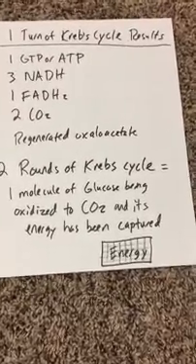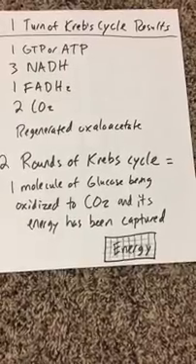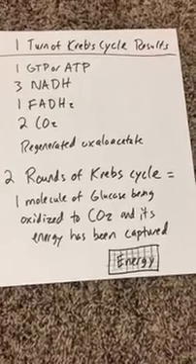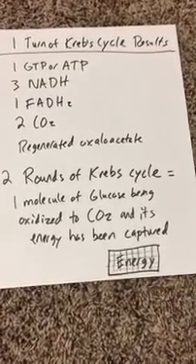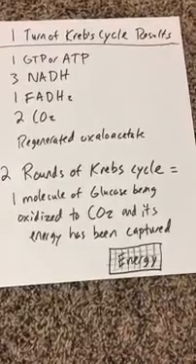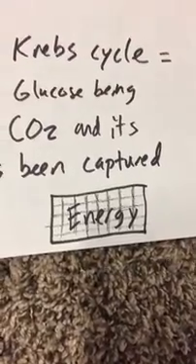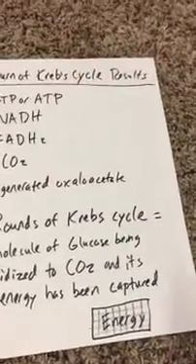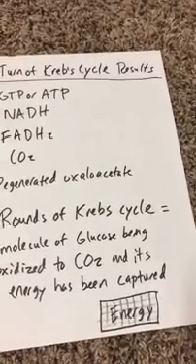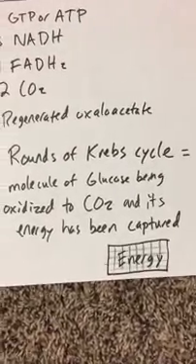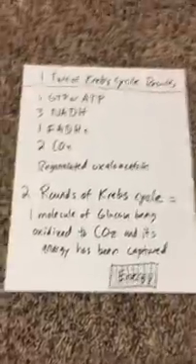Now after 2 rounds of the Krebs cycle, the 1 molecule of glucose, which we started with in the glycolysis reaction, has been oxidized completely to CO2, and its energy has been captured. As you can see, this energy is captured. Now that we have NADH and FADH2, we can move on to the high ATP yielding process of the electron transport chain. You may have noticed that we haven't produced a lot of ATP as of yet, but we will. We're getting there. It's coming.